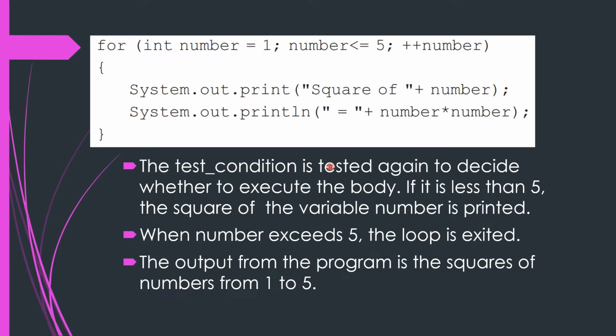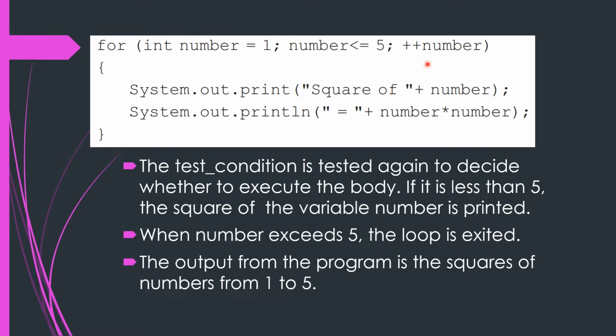Now, when we finish the first iteration, what happens? The loop goes back to the second step. And what was the second step? It was the test condition. So the test condition is evaluated again, and if it is again true, then the body of the loop, that is the square of the variable number, is printed again. So the body of the loop is executed again when the test condition evaluates to be true once more. When number exceeds 5, the loop is exited.